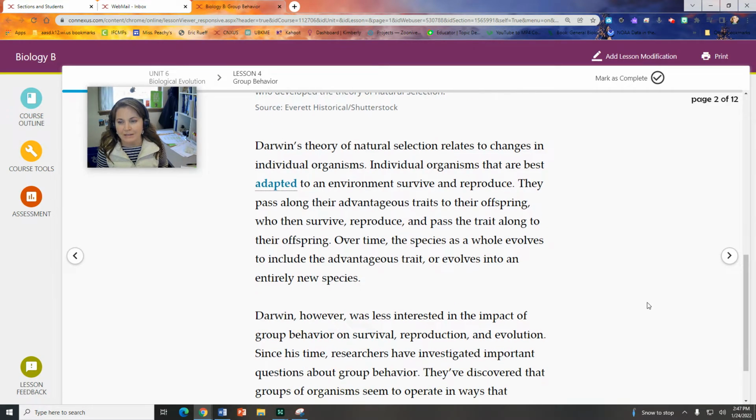Remember that this deals with what we call adaptations. Adaptations are traits that are heritable, so they have to be passed down from generation to generation, that help to improve the survivability of that particular organism. So they improve the fitness, right? And remember that fitness doesn't necessarily mean that you're super strong and physically fit. It just means that you have a better likelihood of survival.